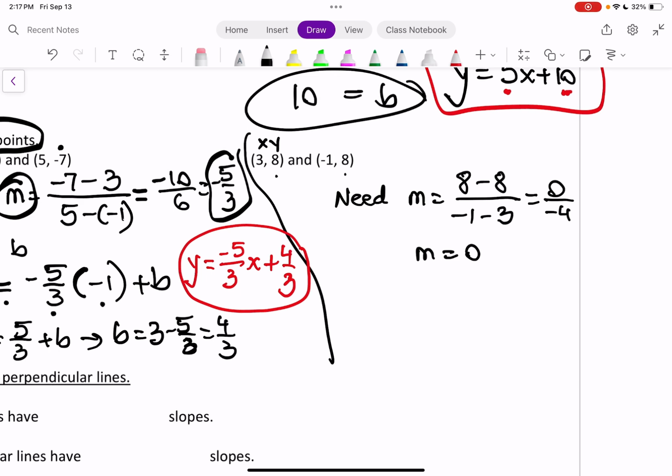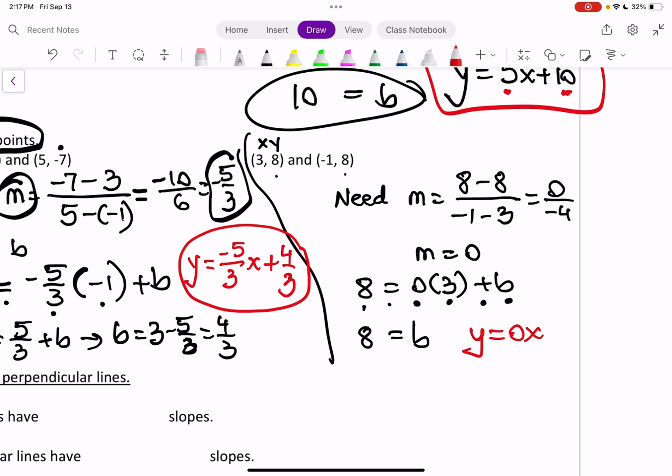Okay, pick an x and a y to plug into the y equals mx plus b formula. Well, 0 times 3 is 0, and 0 plus b is b, so b is 8. Okay, so let's write the equation down. y equals 0x plus 8, which is the same thing as y equals 8.